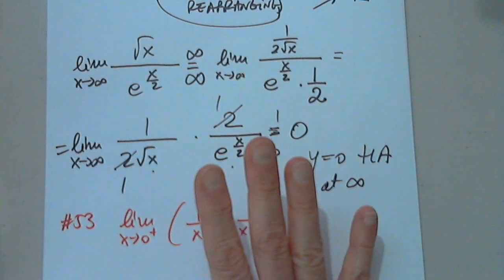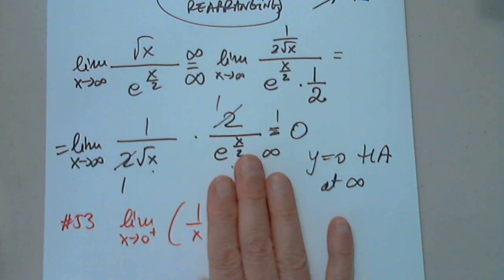You cannot split it. How come? Because this limit is not a number. You cannot say limit of this minus limit of that. No, because this is not a number. What is the limit of 1 over x as x approaches 0 from the right?